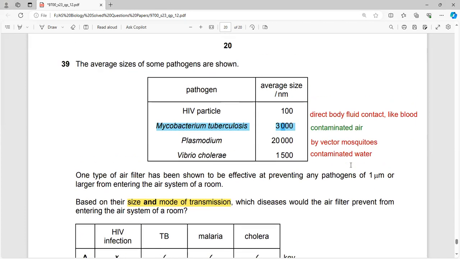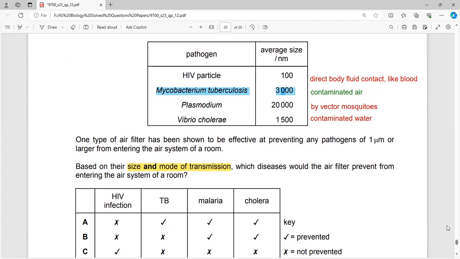We're going to proceed to the second last question here. The average sizes of some pathogens are shown. We have the HIV particle, their size is given there, Mycobacterium tuberculosis for TB, their size is given there, and Plasmodium and Vibrio cholerae. So we're going to see what the question is. One type of air filter has been shown to be effective at preventing any pathogen of 1 micrometer or larger from entering the air system of a room.